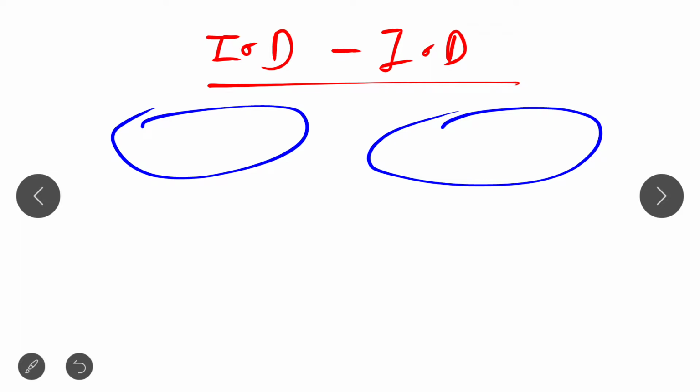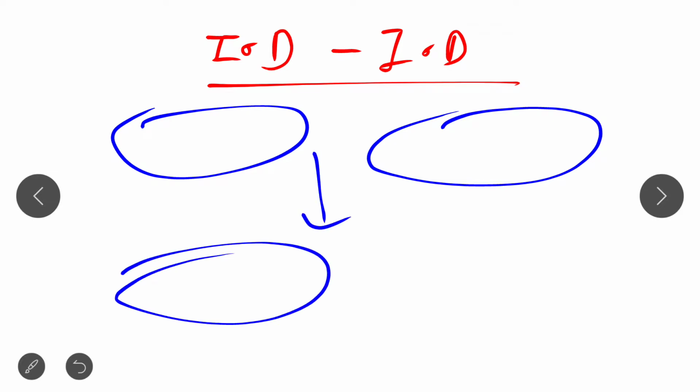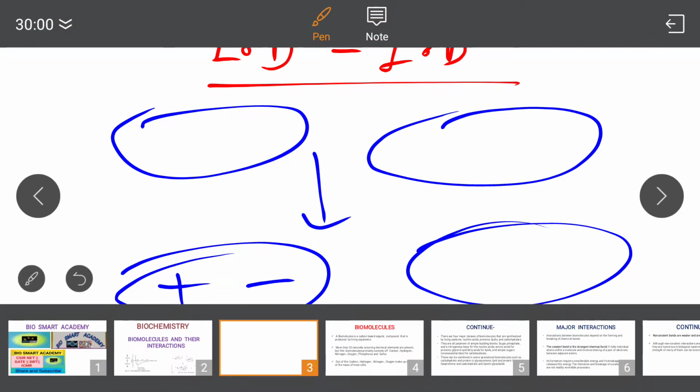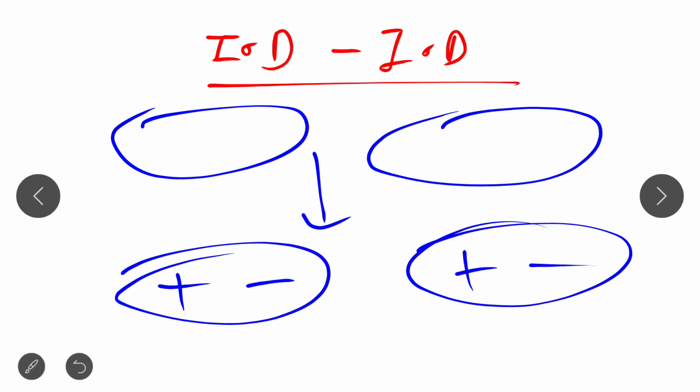So in this case both molecules acquire charge on their own. First one acquires charge, and through this the other molecule acquires charge. So this is the induced dipole. So this is all about van der Waals forces interaction.